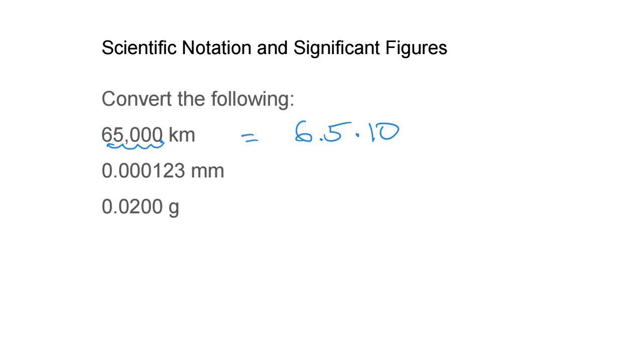times 10 to the power of, and then however far we moved that decimal point, that is our exponent. So we moved it 1, 2, 3, 4 times. And then we want to keep the same unit of kilometers. We're not changing the unit here, we're just expressing the number using scientific notation. So, with the prefixes and with scientific notation, we can express numbers in lots of different ways.